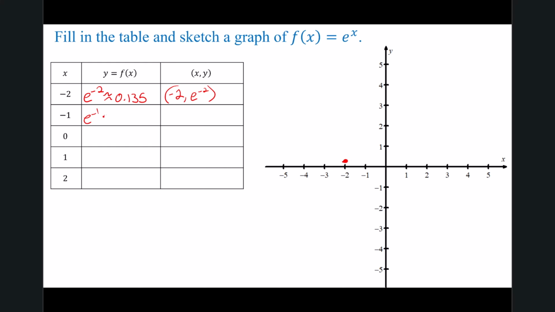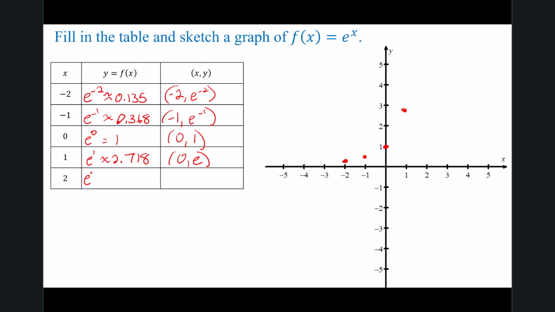e to the -1st power, if we do that one on the calculator, I get approximately 0.368. So our point (-1, e to the -1), so -1 and about 0.36, and I'm approximating for the graph. e to the 0 is just 1, so we have the point (0, 1). e to the first power is about 2.718, so the point (1, e). I didn't graph that one yet. e to the first power, about 2.7.